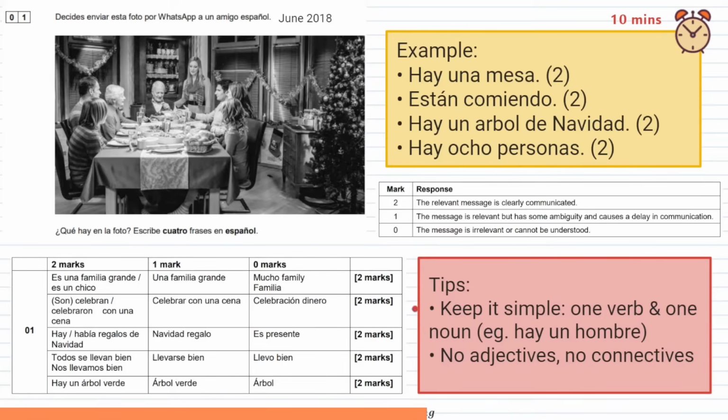My main tip for this sort of question is to keep your answers super simple, but each one should be different enough from the others to make 4 separate sentences. And for each sentence, use a verb and a noun. Verbs like hay, meaning there is or there are, are perfect for this question. So exactly how I've done in my example, begin with a verb, for example hay, and then a noun, una mesa. Also, avoid extra words that may cost you marks if you use them incorrectly, so no adjectives and no connectives. This is meant to be a simple question, as it's only the first one, and as I said before, 10 minutes is plenty of time to answer it.